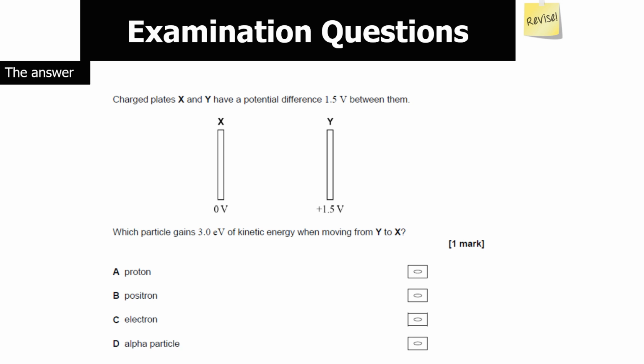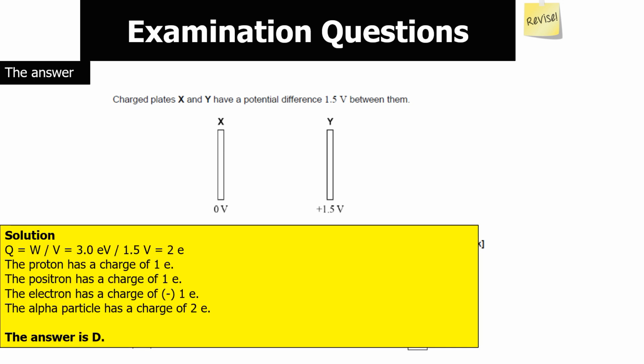Right, we should know that Q is equal to W over V, and we can then use the units of eV in V to work out our charge in terms of e. So 3 over 1.5 is going to give you a charge of 2e. Now we know a proton has a charge of 1e, a positron has a charge of 1e, an electron has a charge of minus 1e, but an alpha particle, because it's 2 protons and 2 neutrons, has a charge of 2e. So our answer is D, the alpha particle.